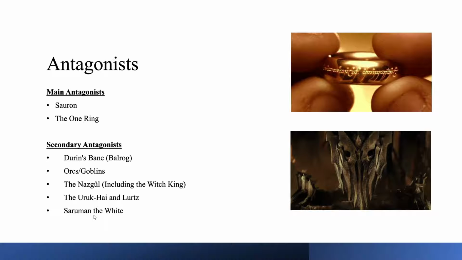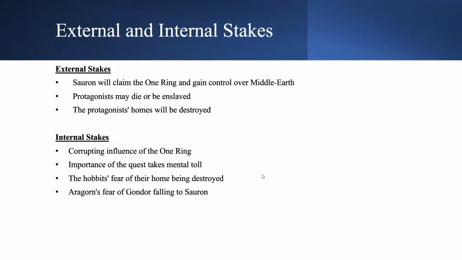Saruman the White, the once good wizard that succumbed to the ring's corrupting influence, and all of these characters, while definitely secondary antagonists, definitely create a large contribution to the story.